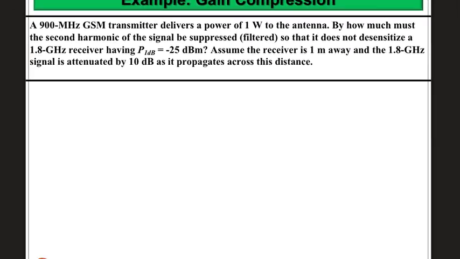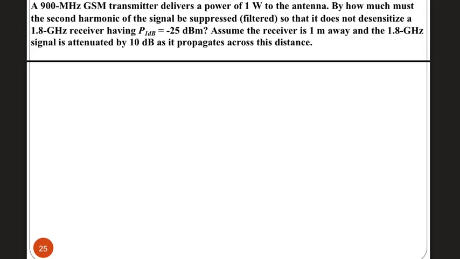Here is an example I want you to try. It's very nice, has good concepts to it, because it combines a few of those things that we discussed. So a 900 megahertz GSM transmitter delivers a power of 1 watt to the antenna. So your transmitter is sending 1 watt to the output.